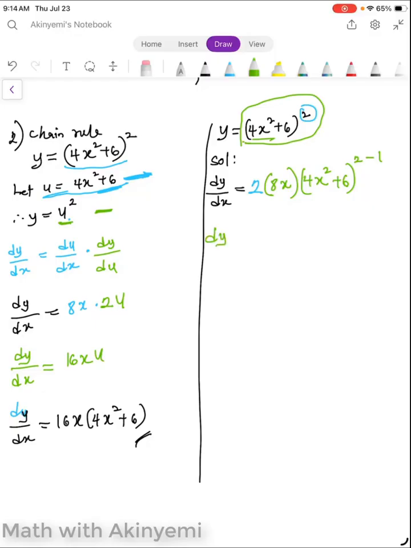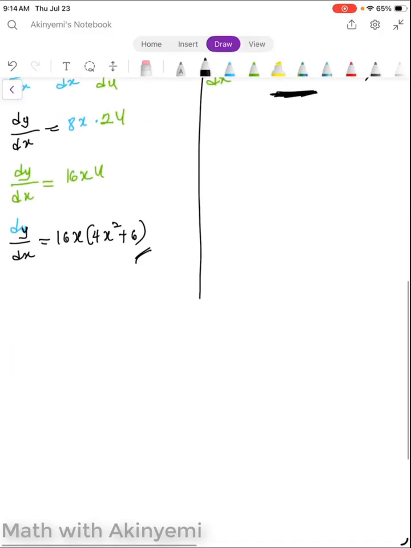Then dy over dx is equal to 2 times 8x, which is 16x. Bring this bracket again, 4x squared plus 6. Can you see? Similar and straightforward. So most of the time, by the time we understand the concept, I will always use this one. I prefer to use this one at all times.